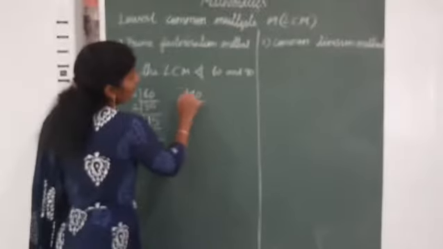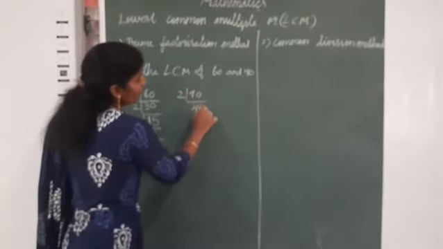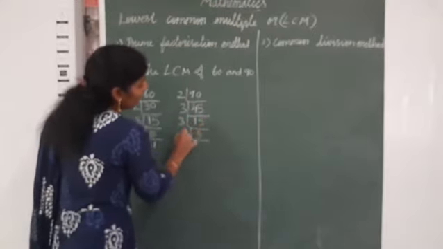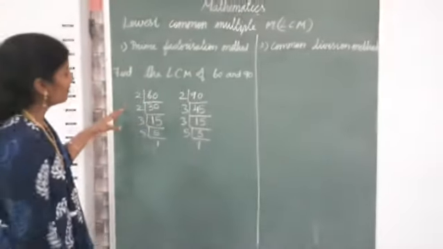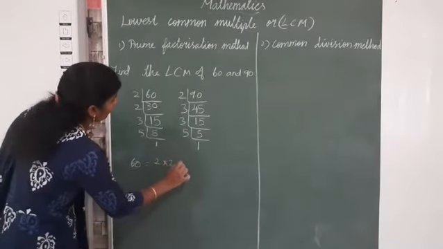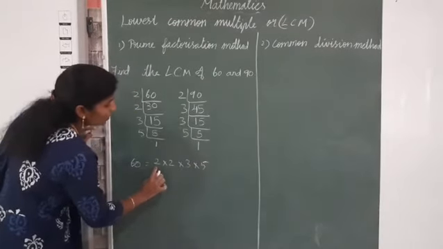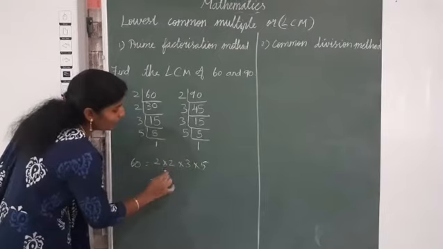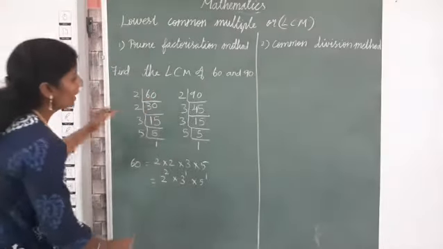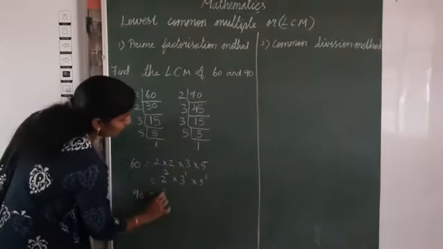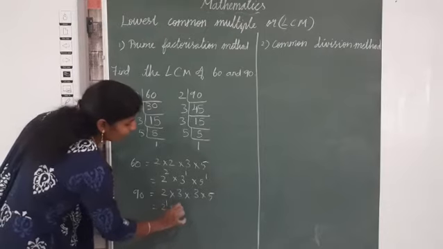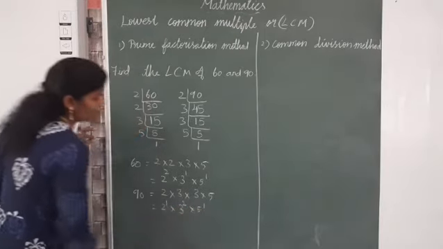Then 90, 2 table, 4 2s are 8, 1 balance, 5 2s are 10. 3 table, 1 3 is 3, 5 3s are 15, 3 table, 5 3s are 15, 5 table 1. Now we can write the factors in exponential form. Now we have 60 equal to 2 into 2 into 3 into 5. Here 2 we write in exponential form: 2 two times, 3 one time, 5 also one time. Now 90 is equal to 2 into 3 into 3 into 5. Here 2 one time, 3 two times, 5 one time.